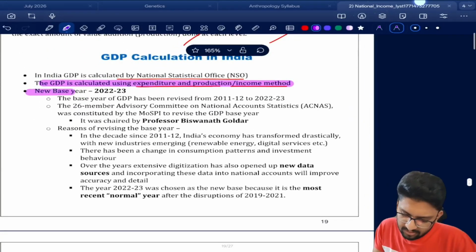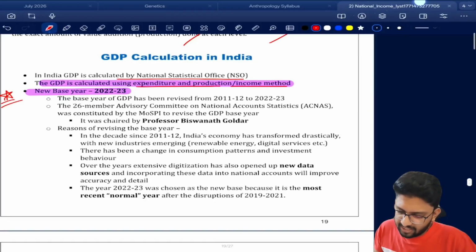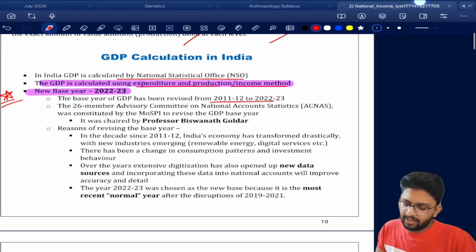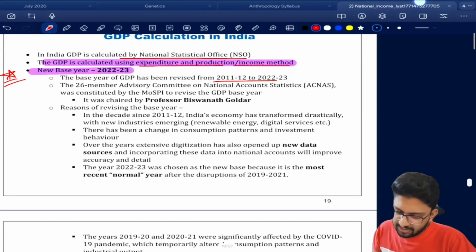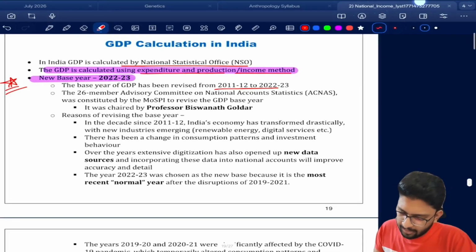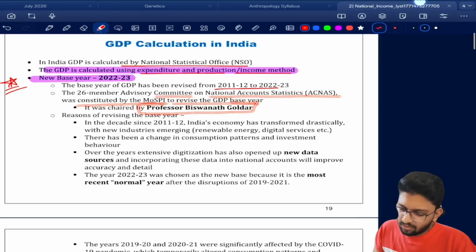The new base year is 2022-23. The base year of GDP has been revised from 2011 to 2022-2023. A 26-member advisory committee on national account statistics was constituted by MOSPI to revise the GDP base year. It was chaired by Professor Biswanath Goldar.